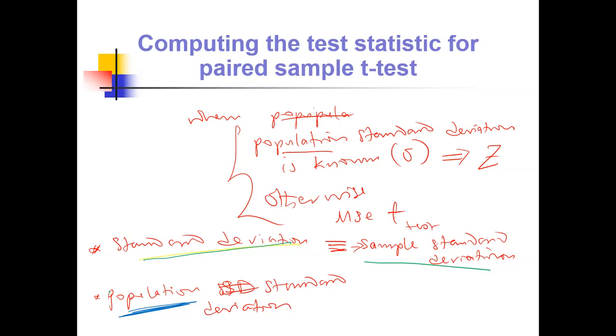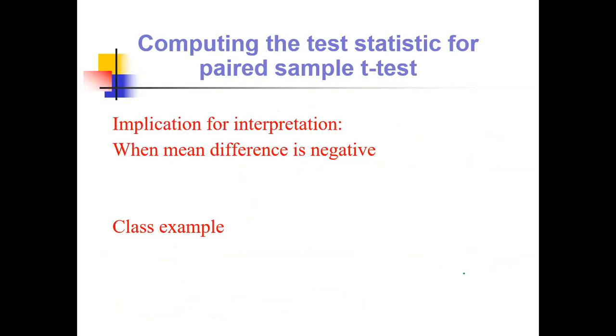If it's population standard deviation, then you must see the word population in your question, followed by standard deviation. You should see the expression population standard deviation for you to use Z. This is the only condition where you use Z. If you don't see this word, don't use Z. If you are seeing only this one, it simply means the same as sample standard deviation. So I hope that helps. Let's move beyond this, and we're going to take a class example to make this clear, and we'll do that in the next video.